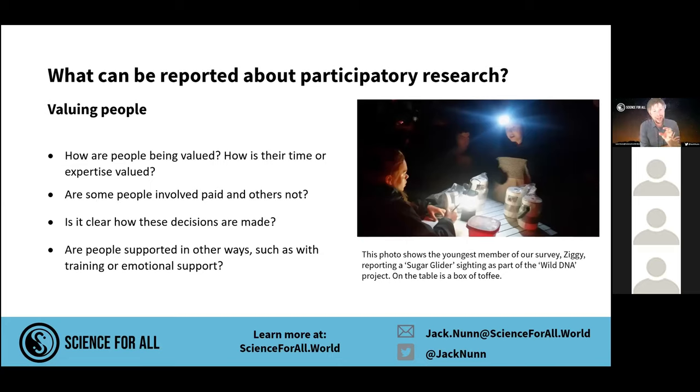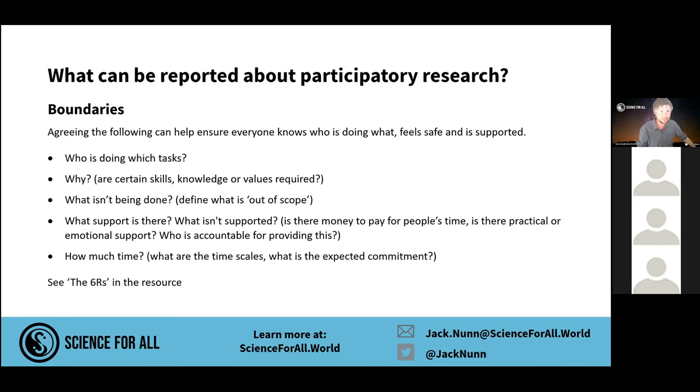How are people being valued? Is their time or expertise valued? Are some people involved paid and others not? You get this a lot with health research, where the clinicians or health researchers are being paid to be at a meeting and the patient representatives aren't. Is there a parity there? Why has that decision been made? Who made those decisions? And are people supported in other ways too? Do they need training to be involved? Is there a need for emotional support? These are all important things to ask.